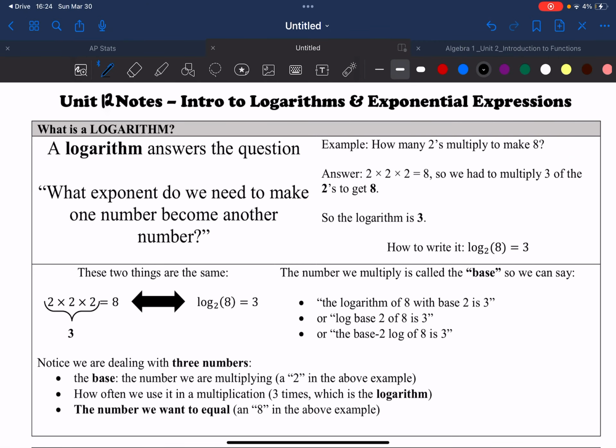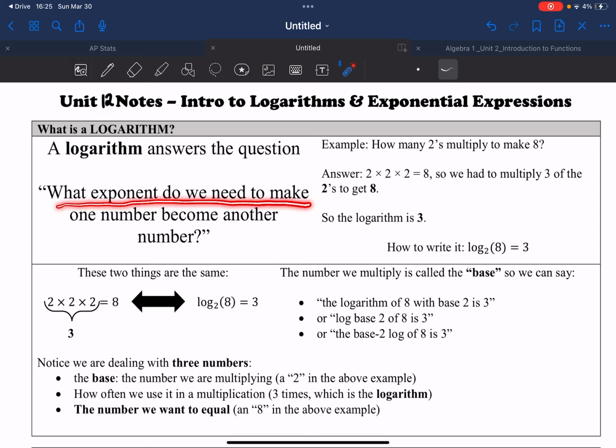Okay, this is Introduction to Logarithms and Exponential Expressions. What is a logarithm? A logarithm answers the question, what exponent do we need to make one number become another number?